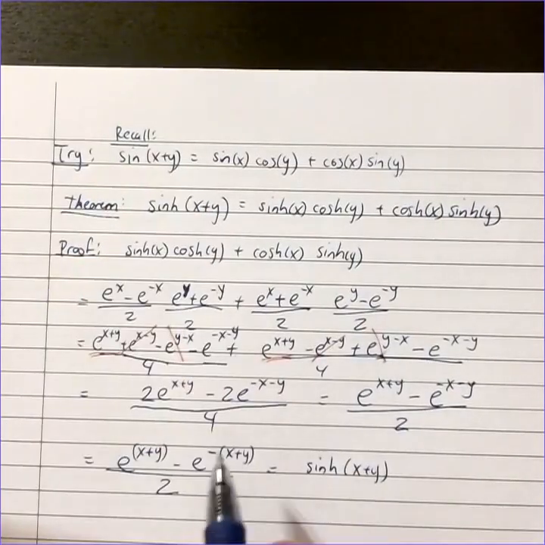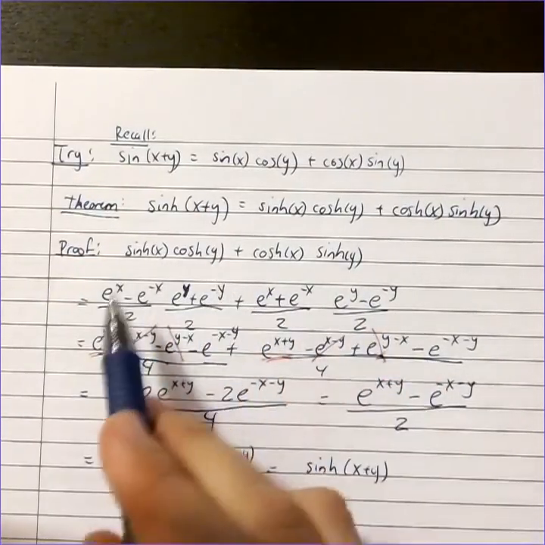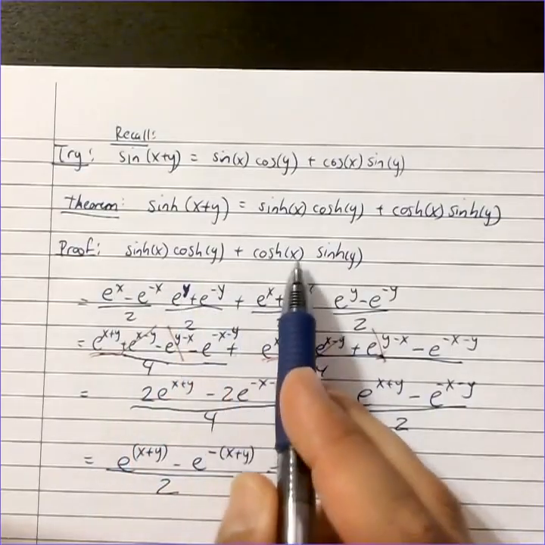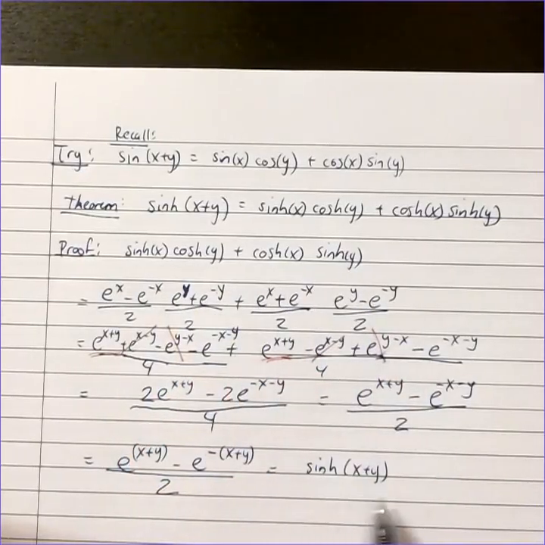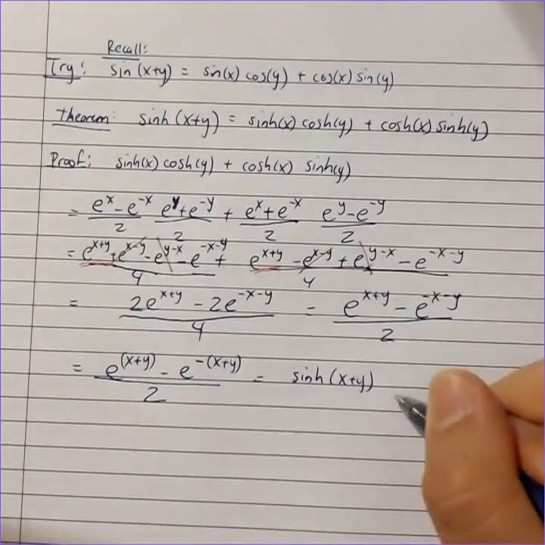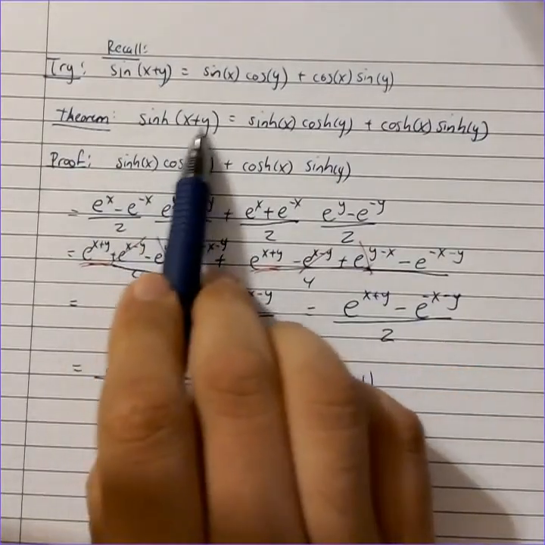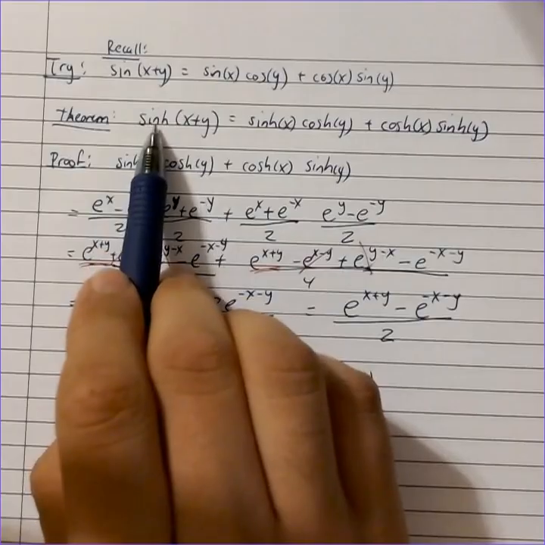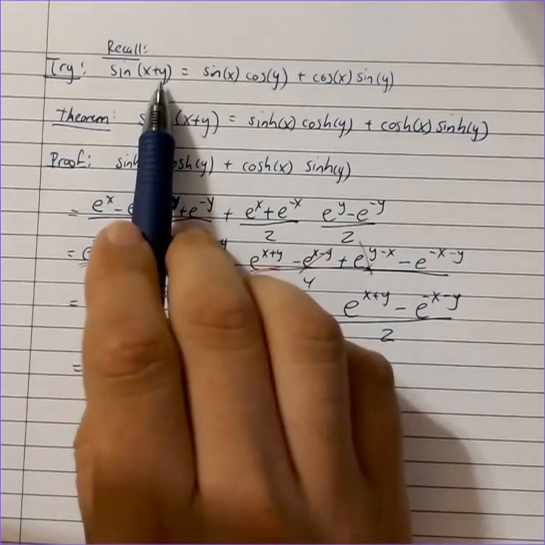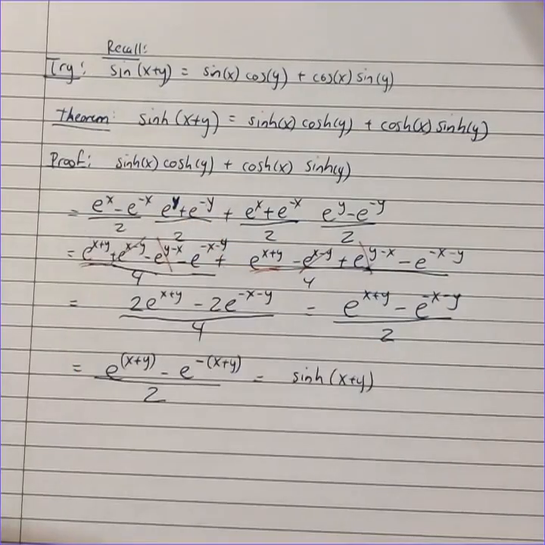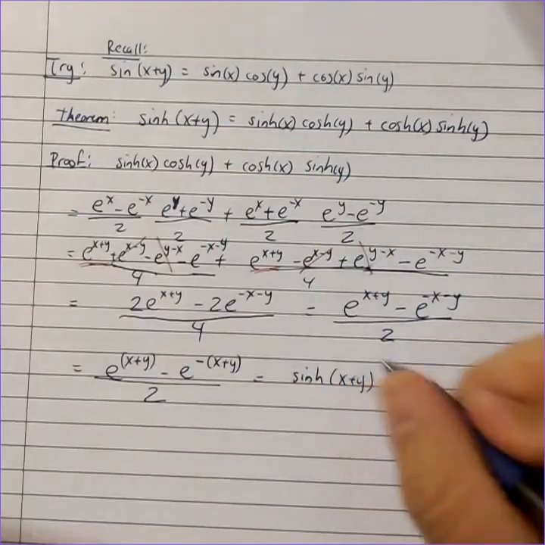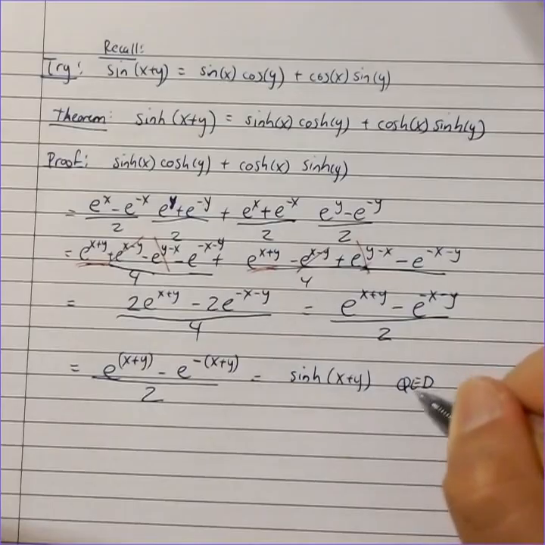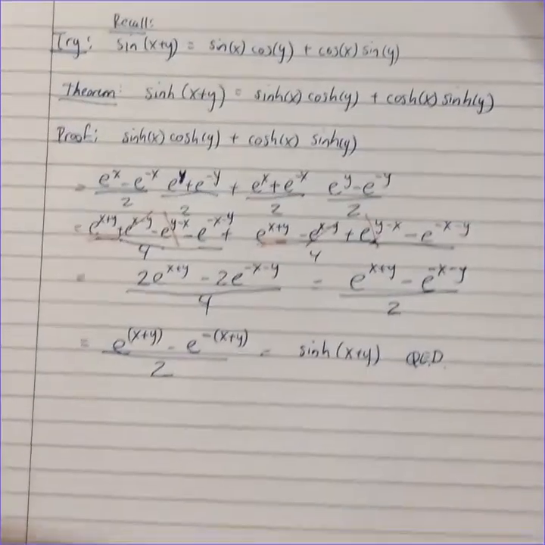We're trying to get that if you start with all of this, sinh of x cosh of y plus cosh of x sinh of y, we end up with sinh of x plus y. And this confirms the sum formula for the sinh function is in fact analogous to the sum identity for the sine function. And this confirms your identity and concludes your proof.